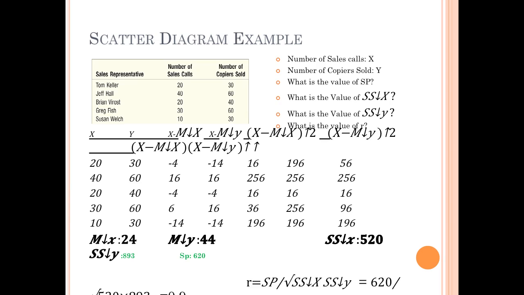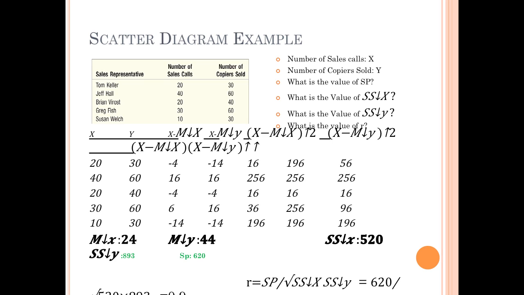Not what it's supposed to look like. You sum both your squared deviations, these two, and this would give you your sum of squares for X, 520. This will give you your sum of squares for Y, 893.